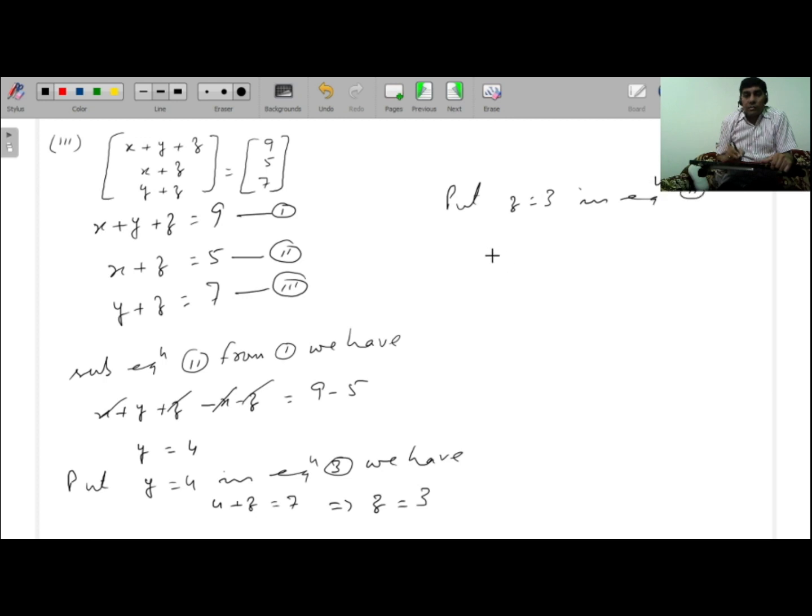We have x plus 3 is equal to 5. This implies x is equal to 5 minus 3, which is equal to 2. So the required answer: x is equal to 2, y is equal to 4 and z is equal to 3.